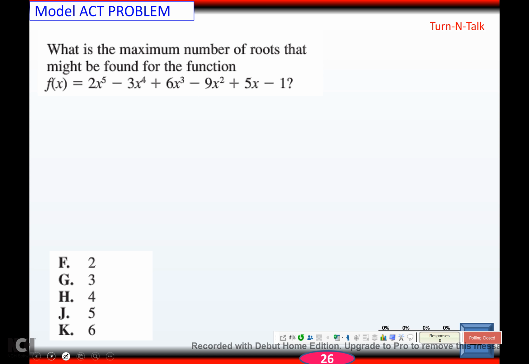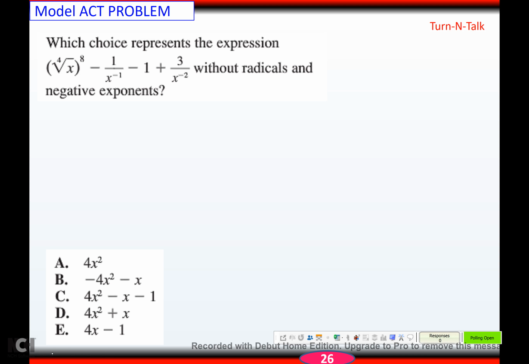This one's easy breezy. It says, what is the maximum number of roots? Anytime you have a polynomial, the maximum number of times, it doesn't mean that it will have that many solutions or roots, but it could have as many as the highest exponent in your problem. So this polynomial could have at most 5 zeros. It doesn't mean it will have 5, but it could have at most 5. Can't go over 5. Okay, try this one, hit pause, come back when you're ready.